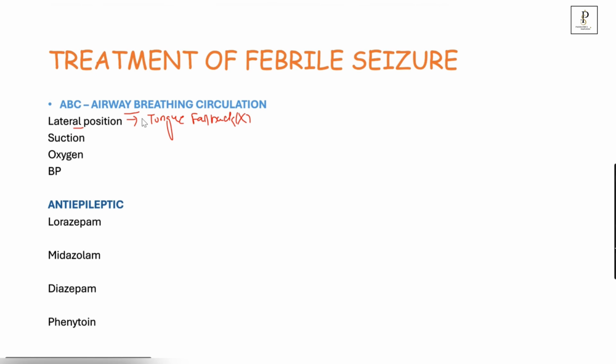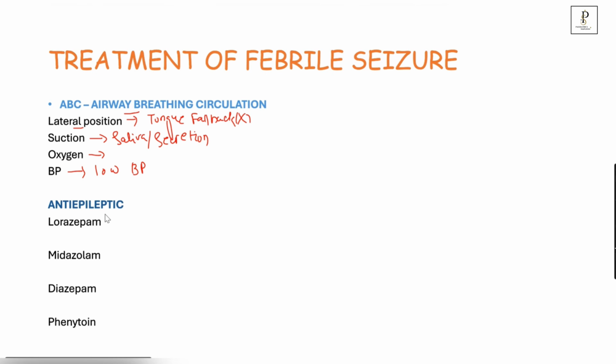Then whatever secretions there are, you clear them. If you keep the child in lateral position, then suction out saliva or any secretion. Then give oxygen, and check BP to rule out low BP, hypotension. So you have to treat a low BP condition. Then antiepileptic.